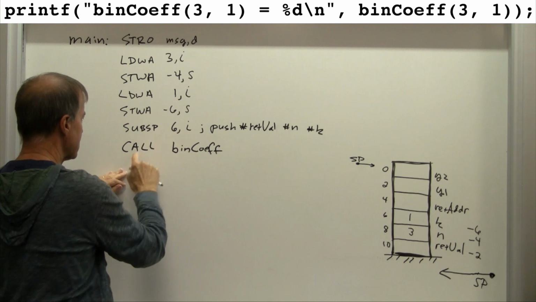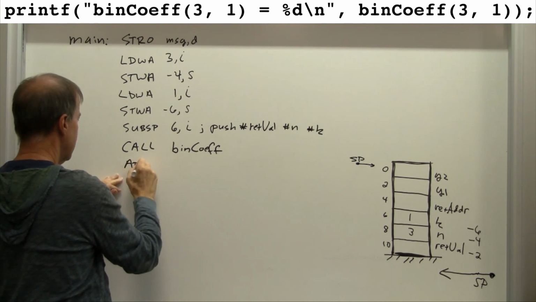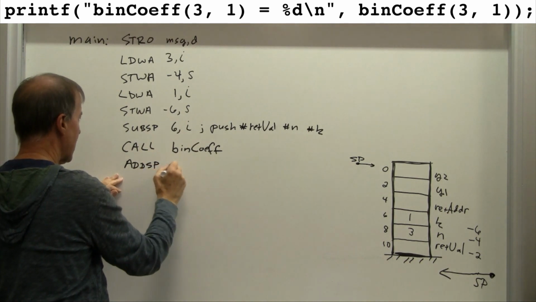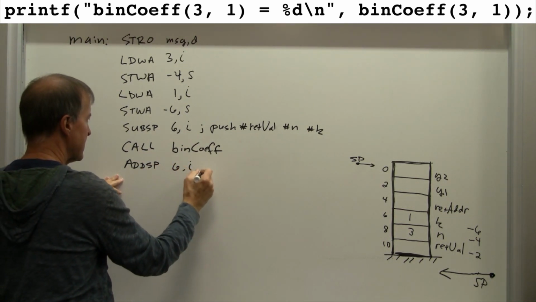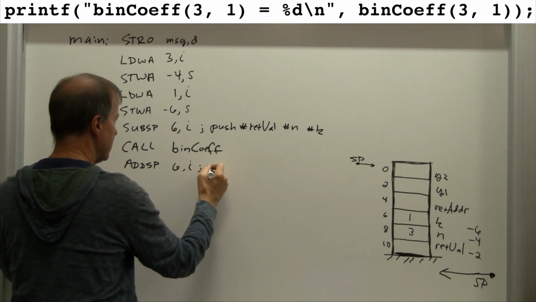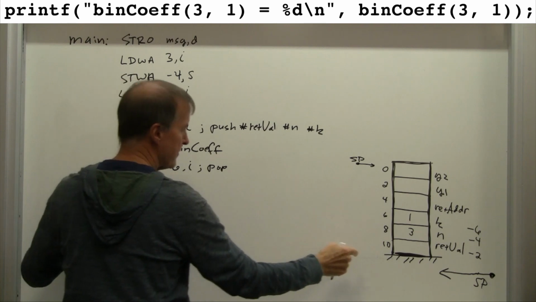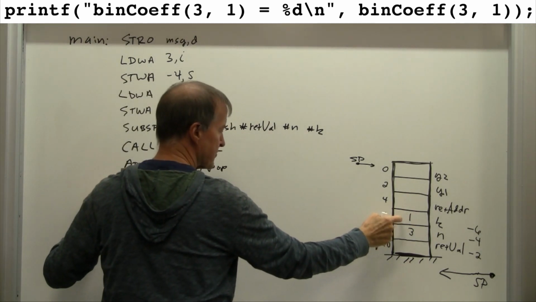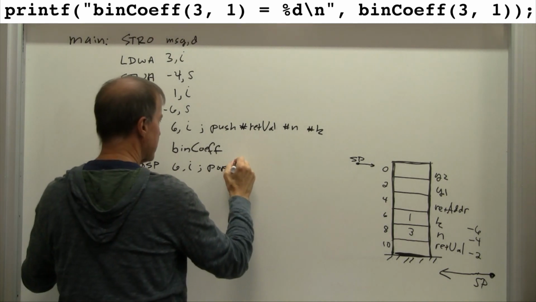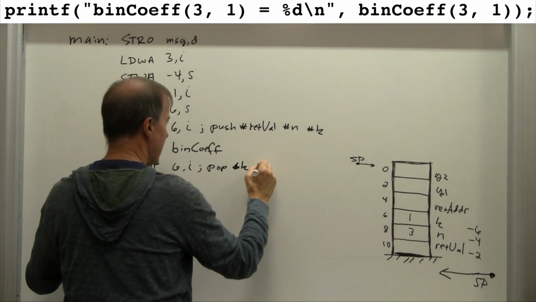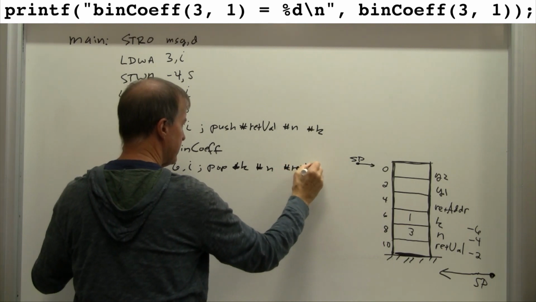We have to undo this. So how do we undo this? Good. Add SP, how much? 6, addressing mode? Good, excellent. But now what are we doing? We're doing pop, but now what do we pop off? Opposite order, so K, exactly. So hashtag K, hashtag N, hashtag ret val.